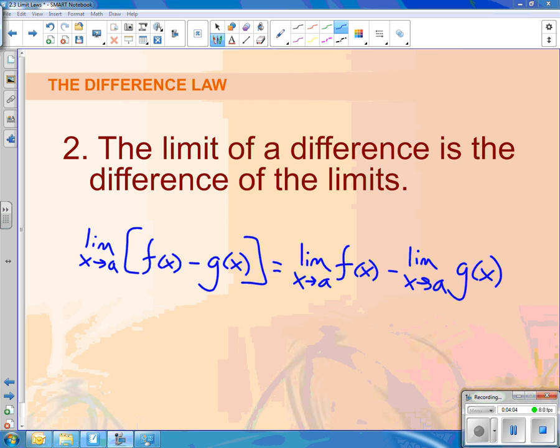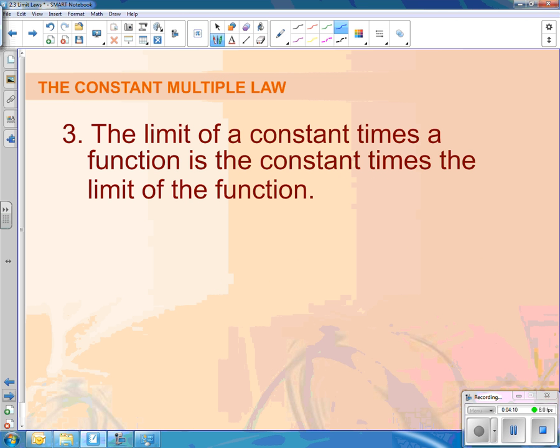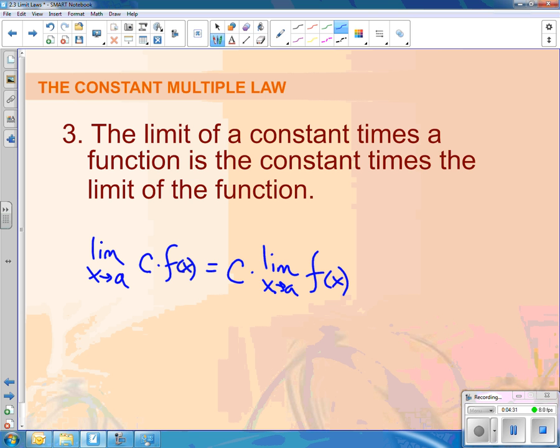I'm not going to do an example for this law because it's very similar to the first law. So we're going to go on to the third limit law. The limit of a constant times a function is the constant times the limit of the function. So in this one, we have c appearing, c times the function f of x. And the law says that we can take the c and multiply it to the limit as x approaches a of the function.